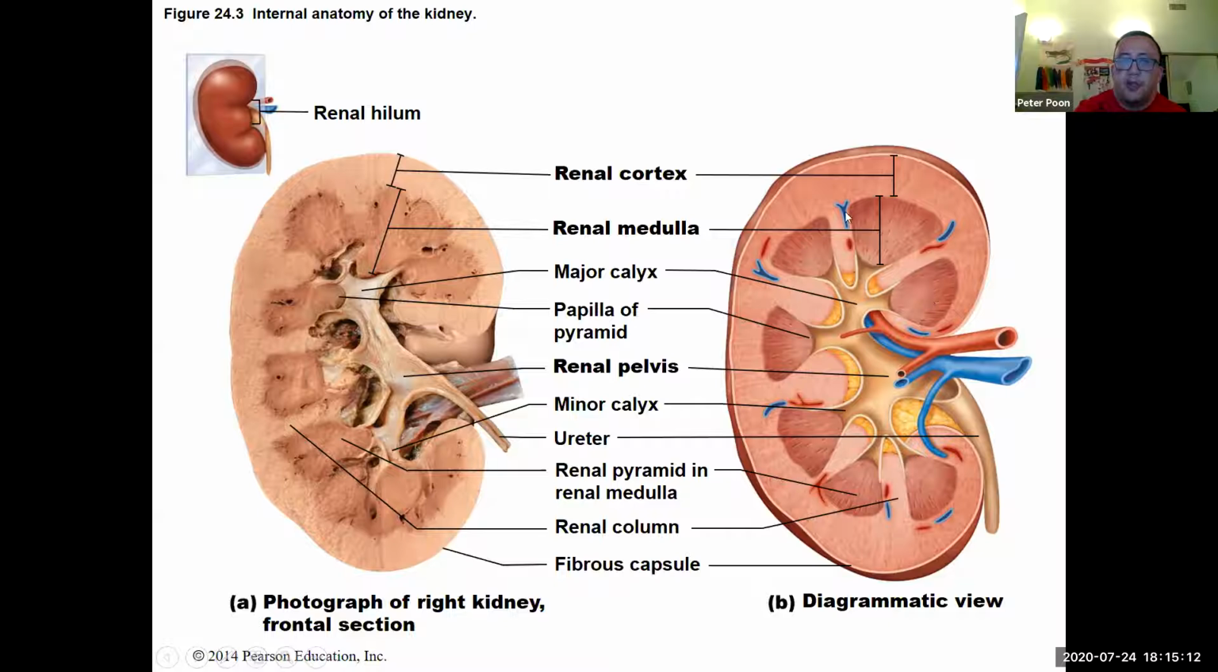The tip of the pyramid is called a papilla. That papilla is where the urine actually leaks out. So the urine begins at the renal papilla, into that chamber called the minor calyx. The minor calyces merge together into the major calyx. The major calyces drain into the renal pelvis, which drains into the ureter.